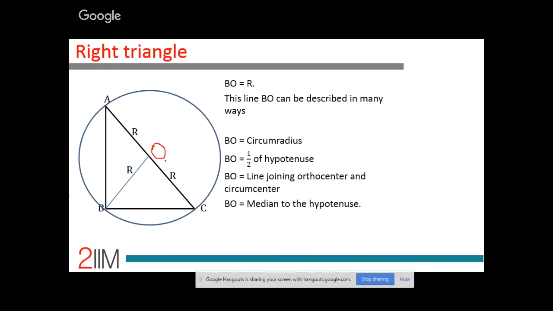And so all four can be linked together like this. This line need not be perpendicular to that. You tell me, it need not be. It will be perpendicular only if it's an isosceles triangle. Median need not be altitude. It looks like it is, but it's not. It need not be.